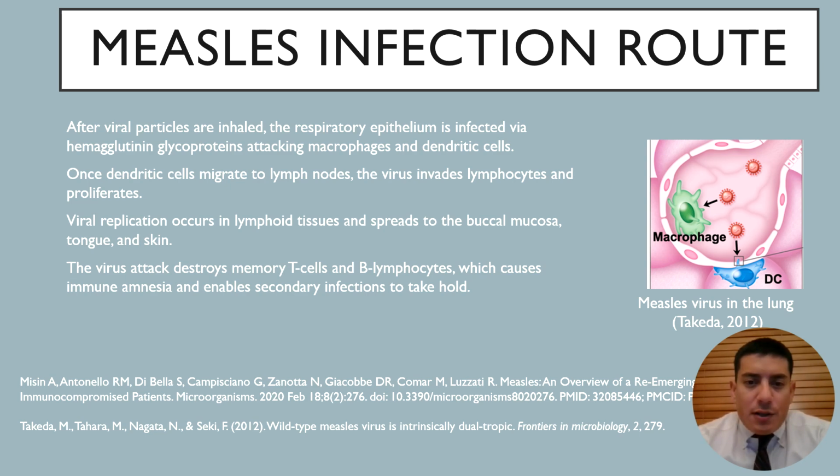The most important thing to note is the virus destroys the memory T and B cells. This causes immune amnesia. Basically, the immune system forgets its previous training, which allows secondary infections to take hold.